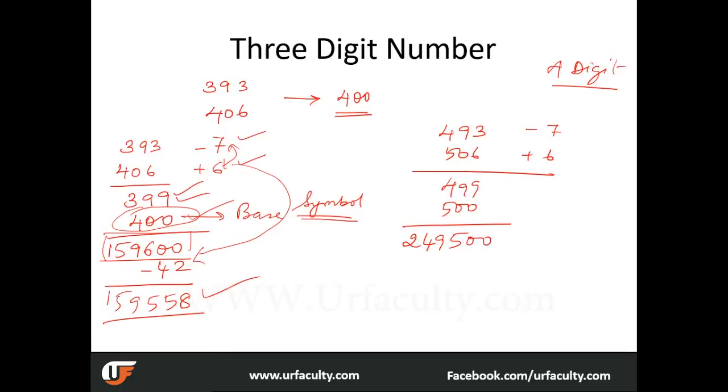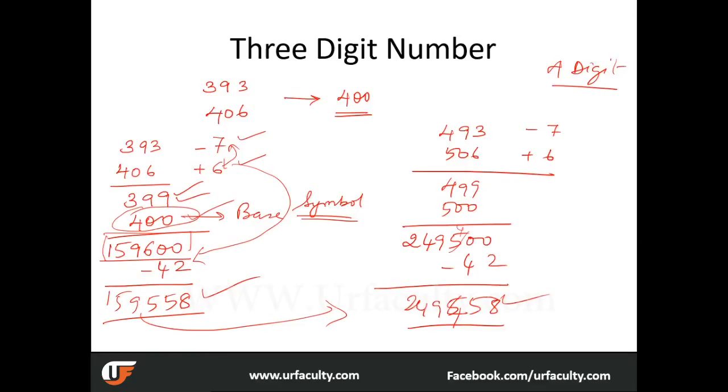So what do you get next? Next step is 42. And you need to subtract it. And finally you get the answer as 249,558. I just took it from here. Okay, so it's pretty simple. So it's 4, right? So 458. So that's the answer for you.